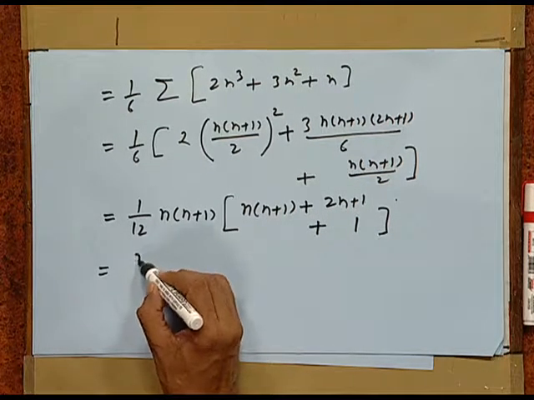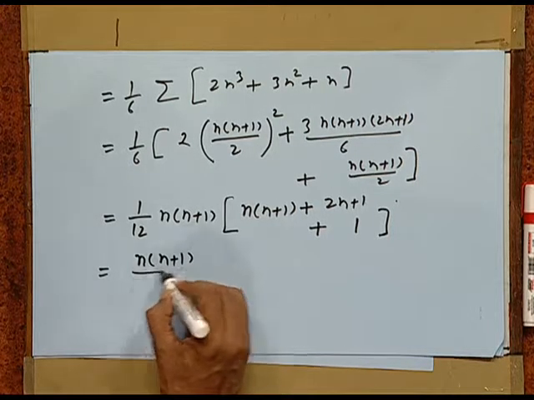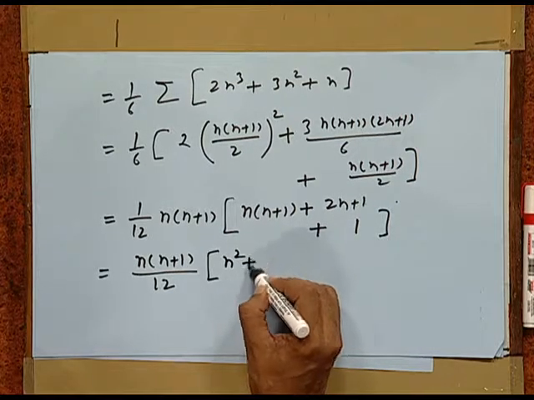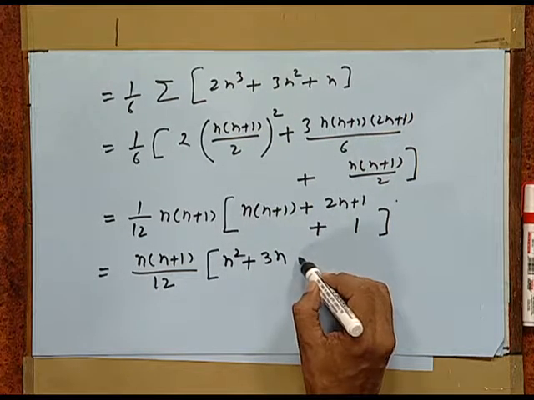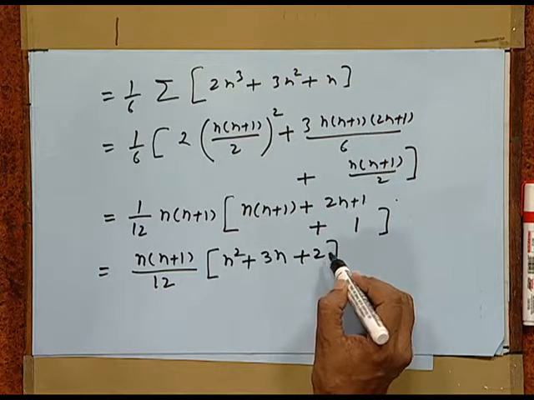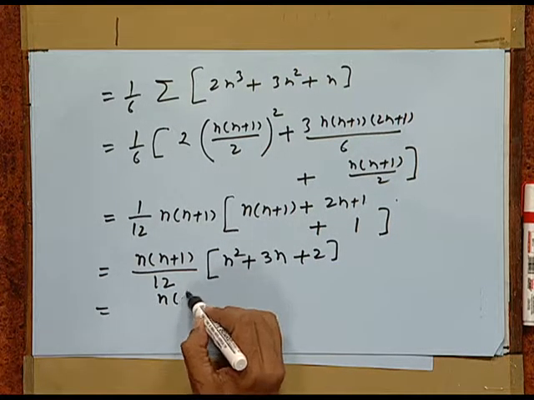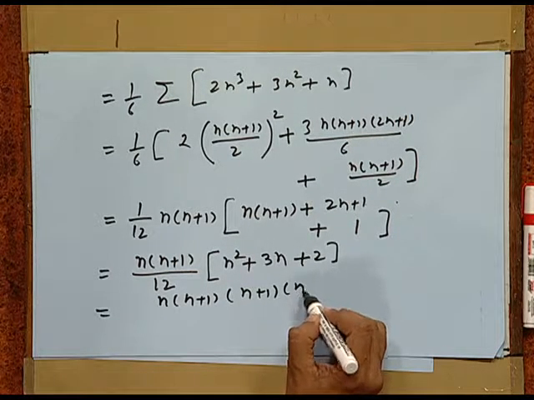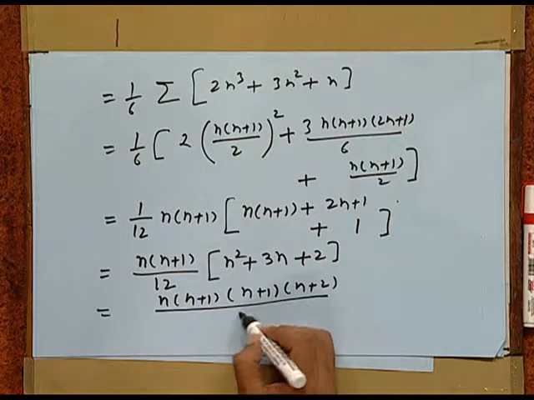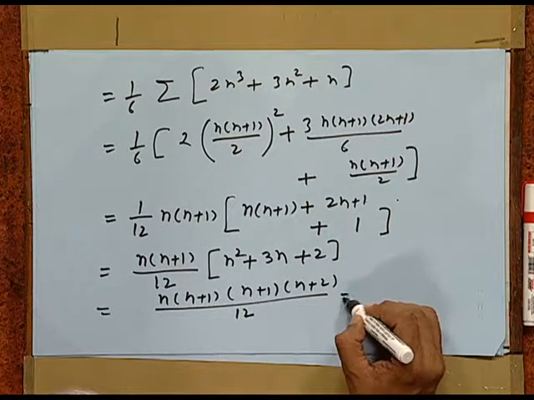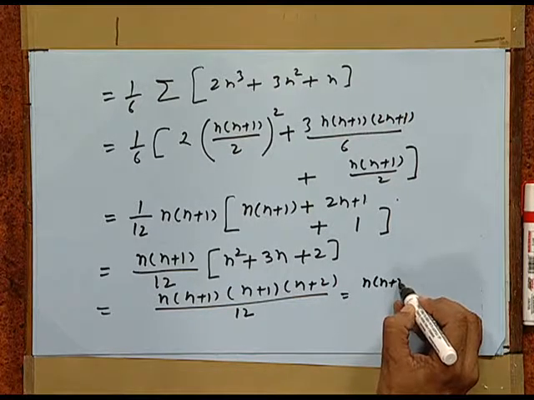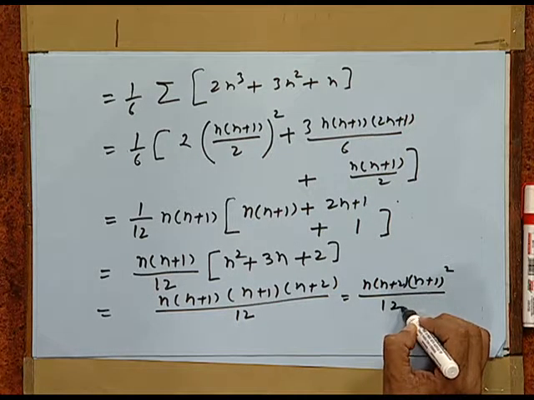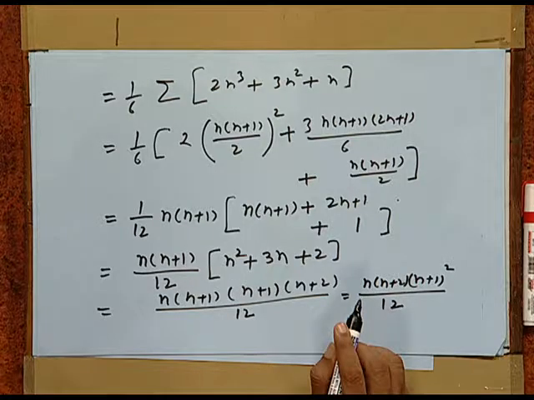which equals n times n plus 1 by 12 times n square plus 3n plus 2, which equals n times n plus 1 times n plus 1 times n plus 2 over 12, that equals n times n plus 2 times n plus 1 square by 12. This is the sum of the given series.